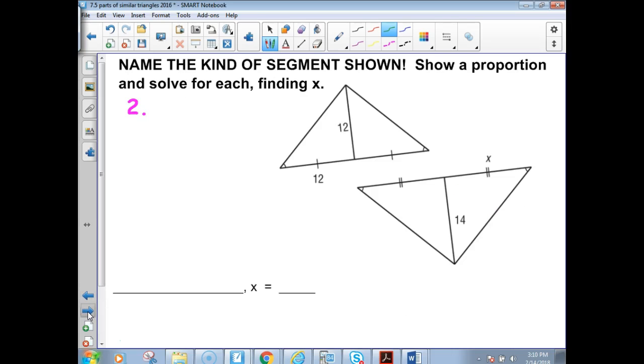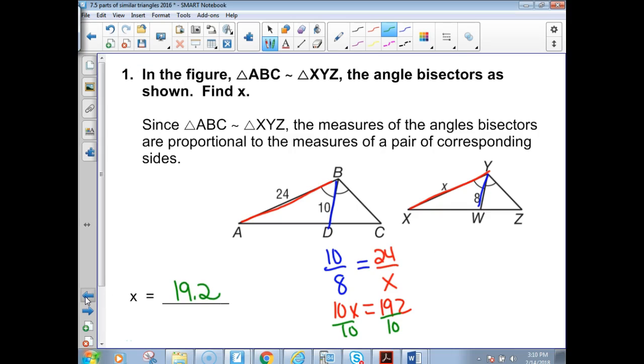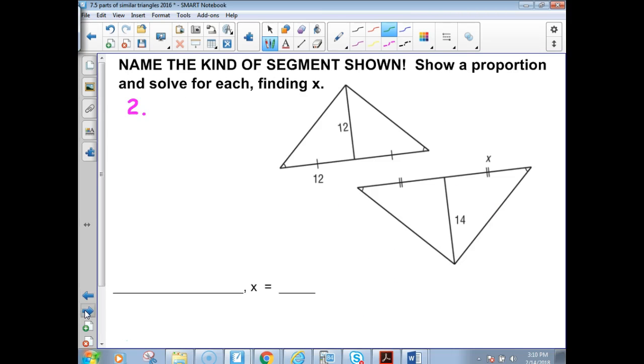All right, number 2. I forgot to fill that big line in. What's this big line for? Well, what do the directions say? Name the kind of segment shown. So what are these things right here? Those are medians.